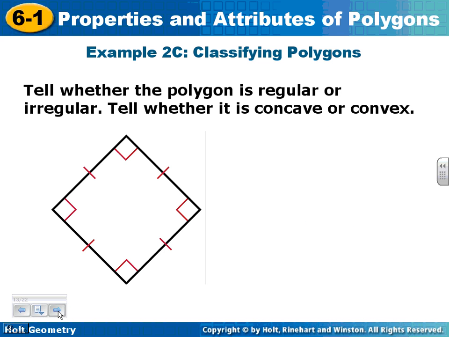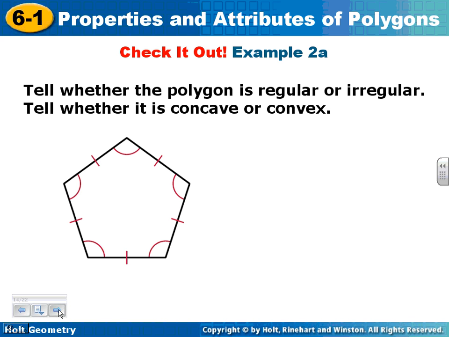Let's go to the next one. Is this one regular? Well, it looks like all 4 sides are congruent and all 4 angles are right angles, so that means they're congruent. So this is regular. Is it concave or convex? I don't see anything that's sunken in, so it would be convex. How about this one? I have 1, 2, 3, 4, 5 sides that are congruent, 5 tick marks, and I have 5 arc marks. Yes, this is regular.